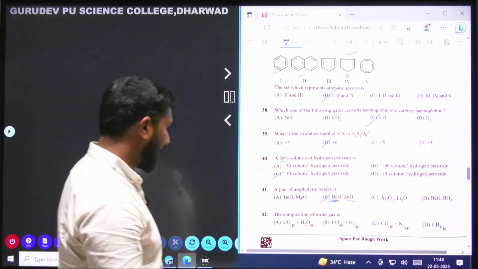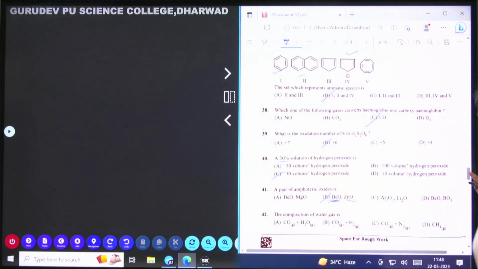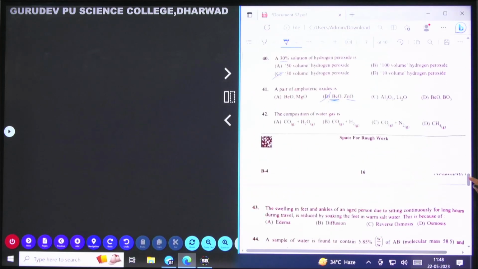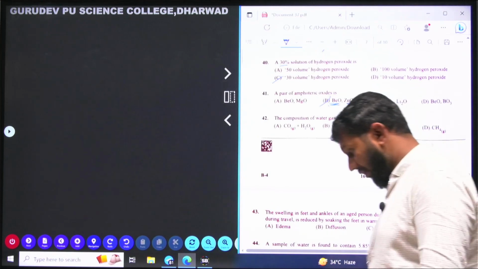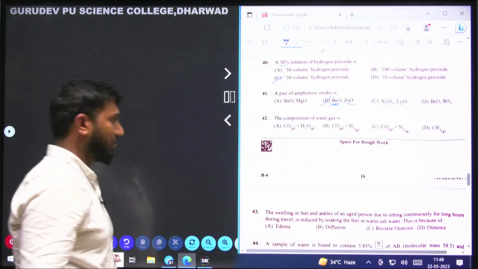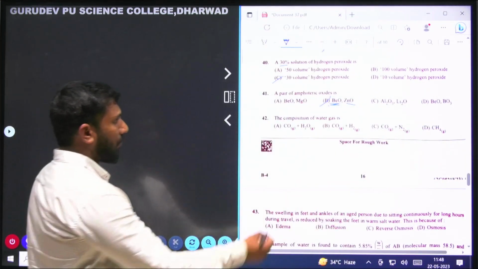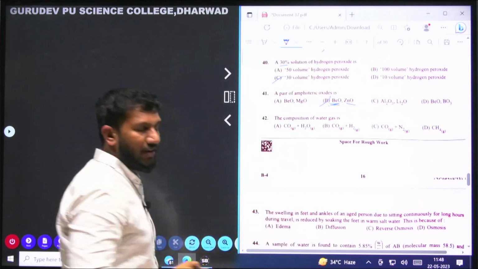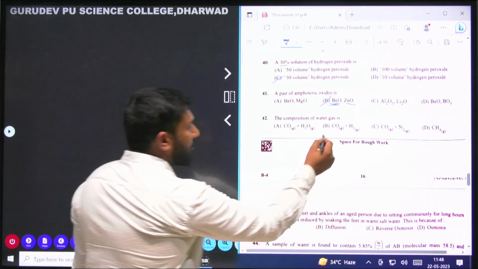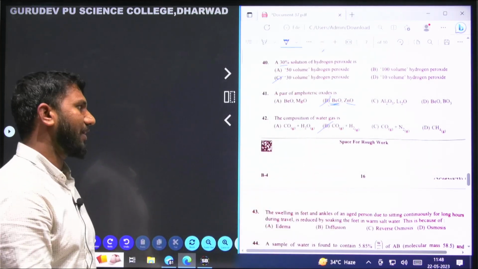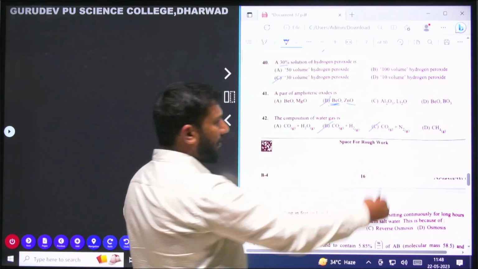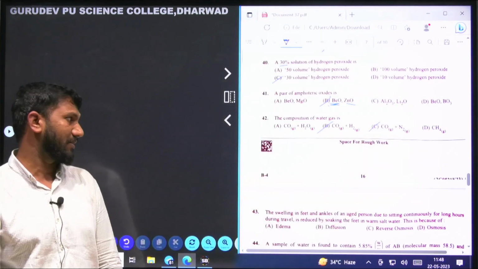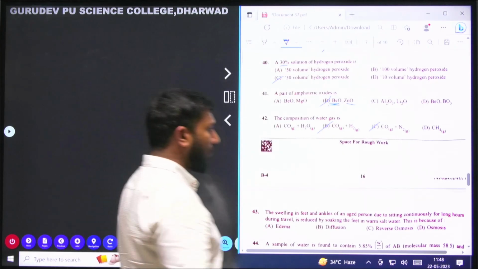Next, question number 42. The composition of water gas is... So it's a direct question from the hydrogen chapter. Water gas is also known as syngas. CO and H2 we call water gas, and CO with N2 we call producer gas. Next, I will move on to question number 43.